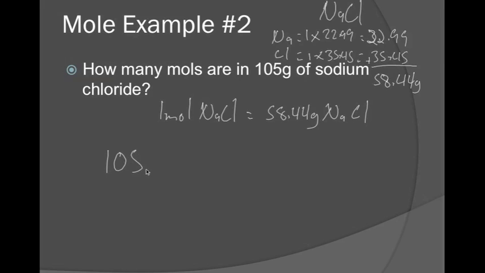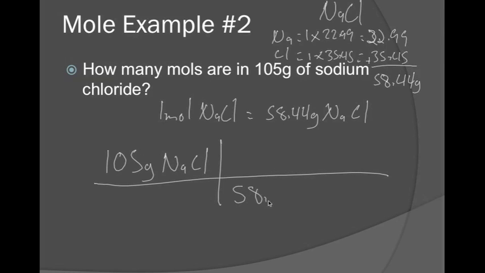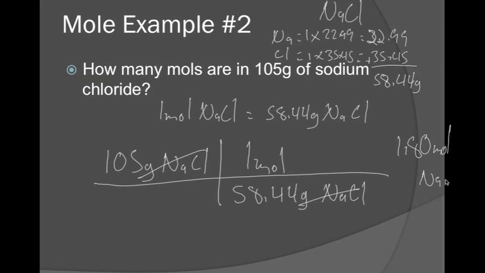I have 105 grams of NaCl, and I set it up. Since grams is on top, I put grams on the bottom, which will be 58.44 grams of NaCl. We see that those cancel because of the same unit. We'll have mole on top. Multiply it out. It will be 105 divided by 58.44. And we see we get an answer of 1.80, and that would be moles of NaCl.